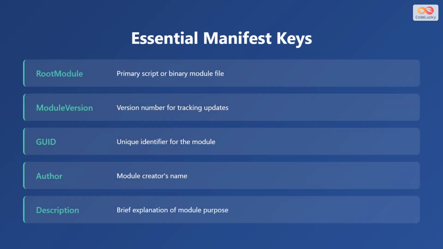Every module manifest contains several essential keys that PowerShell uses to understand your module. The RootModule key specifies the primary script or binary module file that contains your module's code. ModuleVersion is a version number that helps track updates to your module over time. The GUID is a globally unique identifier that distinguishes your module from all others. The Author key contains the name of the module creator. Finally, the Description key provides a brief explanation of what your module does and why someone would want to use it.